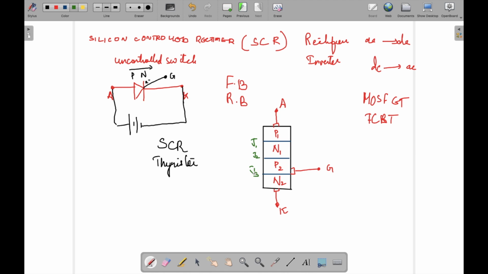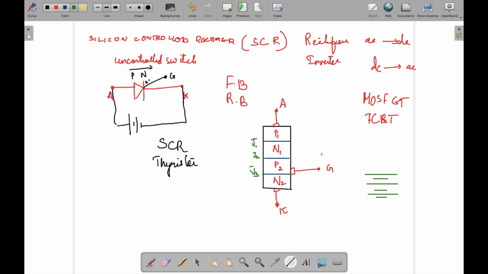Now when we want to operate this, we of course have to connect the battery source. When we talk about the battery source connection, we can connect it in two manners. One mode is to have the positive terminal connected to the anode and the negative terminal connected to the cathode. The other mode is to have the negative terminal connected to the anode and the positive terminal connected to the cathode.